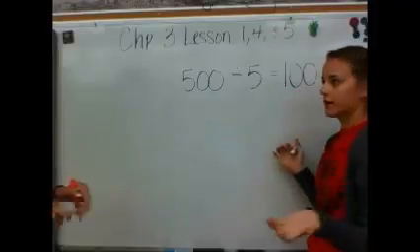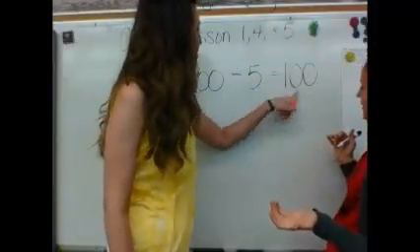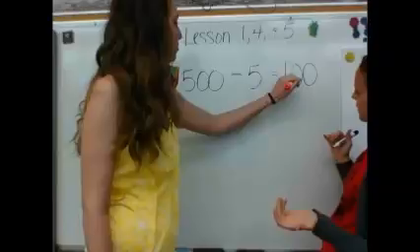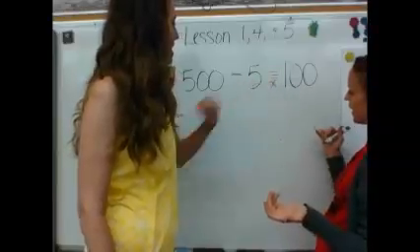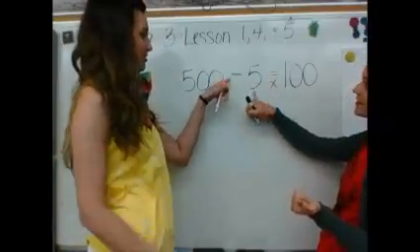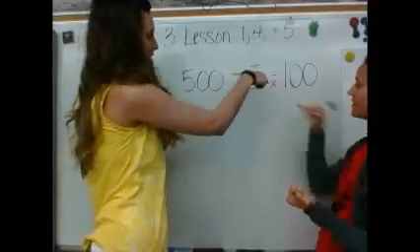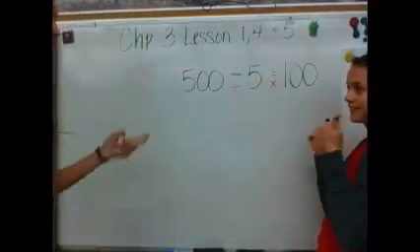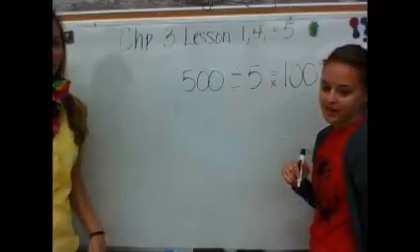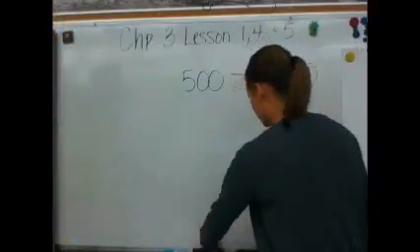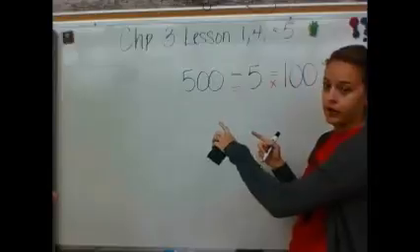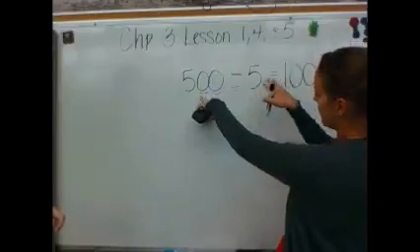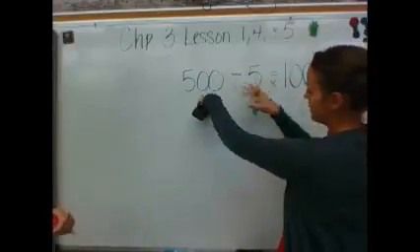Let's check that with our fact family. We can go backwards and do 100 times, because the inverse operation of division is multiplication, times 5 equals 500. That's totally true. We're good to go. Now I want to show you one where it is going to be able to cross cancel. These couldn't because I didn't have zeros on both sides of that division bar.